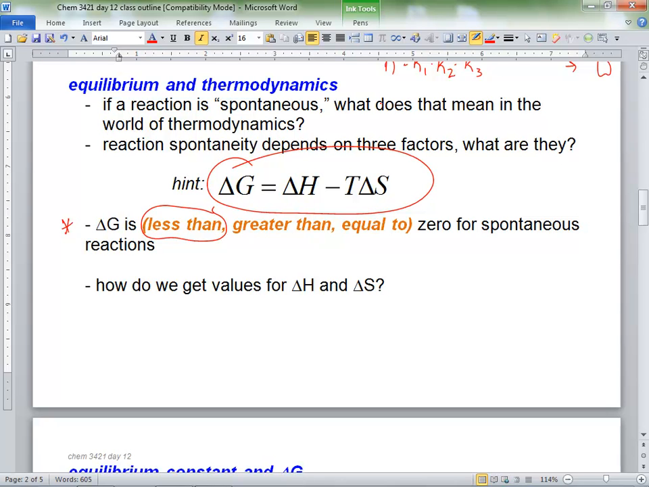Okay. Now, how do we get values for delta H and delta S? For me to ask this question and for you to really give the right answer, I need to add little superscript zeros on this stuff. What does the superscript 0 mean? Usually it means initial, but it's not. Superscript 0. Someone said it. Standard, standard.